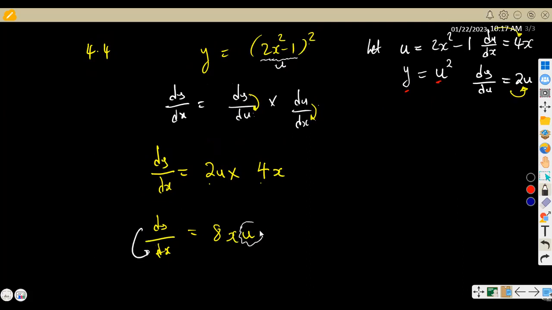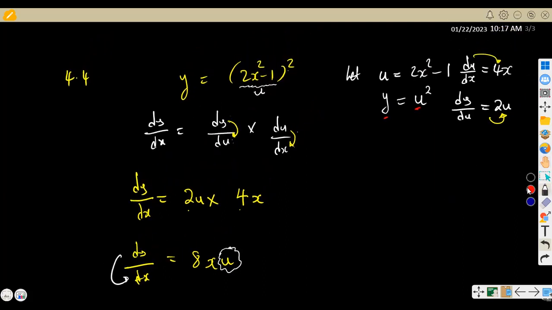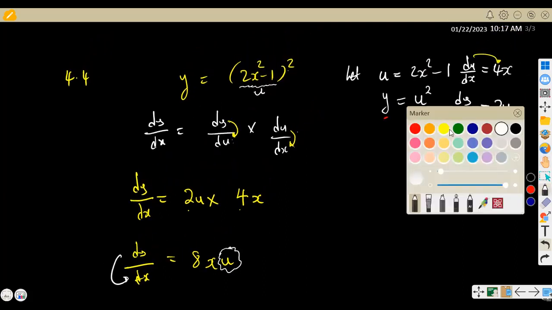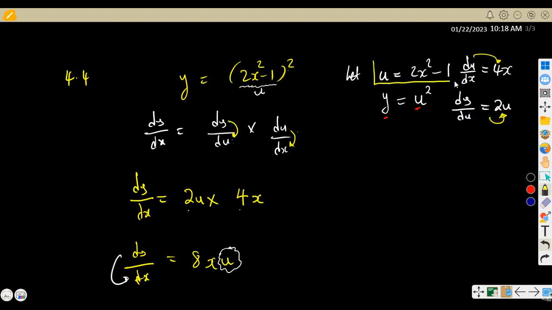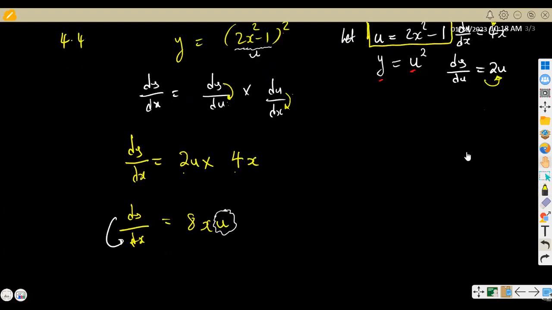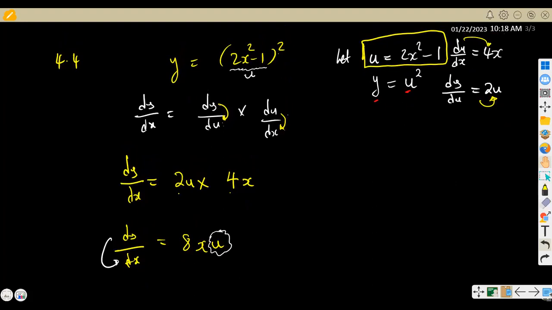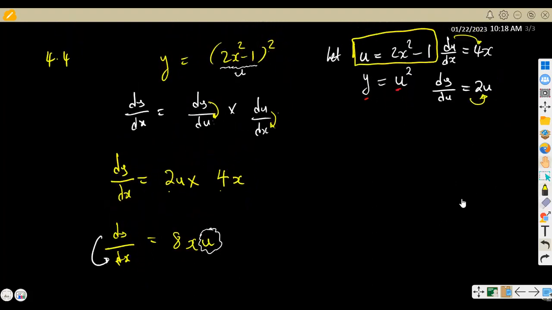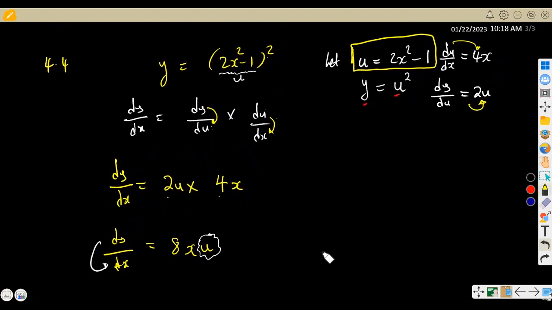So in place of u, we can substitute back the expression that is representing u. Remember, we said here that let u be equal to 2x minus 1. So this is your u. So in place of u, substitute 2x minus 1. So this means we are going to have our answer as, okay, let's just write it here, 2x squared minus 1.